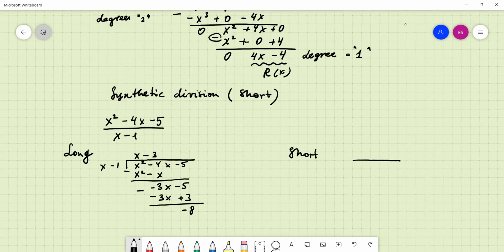In the short way, guys, we are just going to copy the coefficients of the powers. Like x squared has coefficient 1. X to the first power has coefficient minus 4, and like the free term has coefficient minus 5.